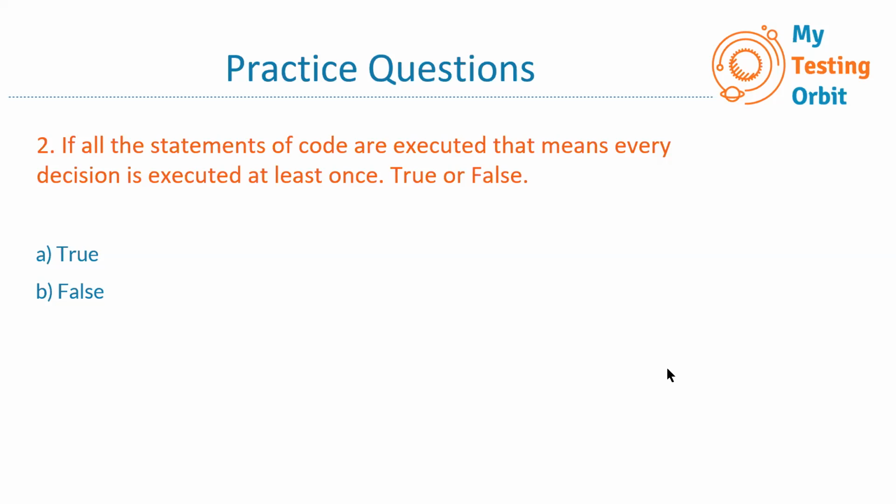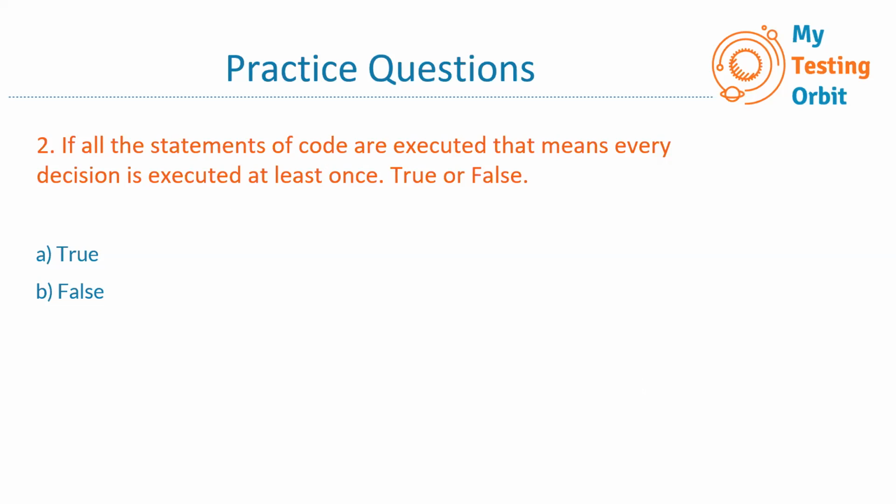Okay, I've got an answer from Madhuri, Gaurav, and Vineet. Madhuri is saying false, Vineet is saying true, Gaurav is saying true, and Madhuri, you are correct. It's false, it's not true. Let's see how. It's saying, if all the statements of code are executed, that means every decision is executed at least once. So remember, we covered that 100% statement coverage does not guarantee 100% decision coverage. It's the other way around.